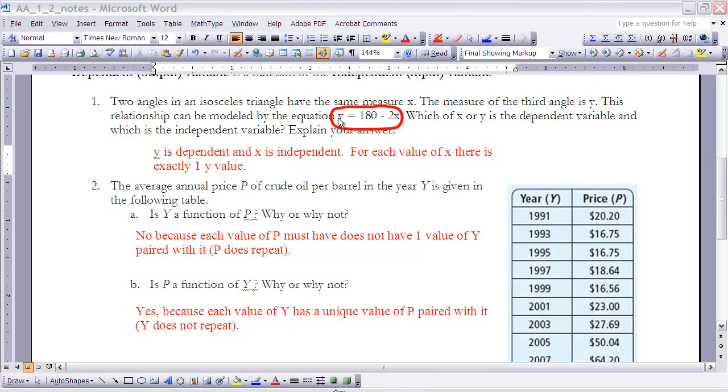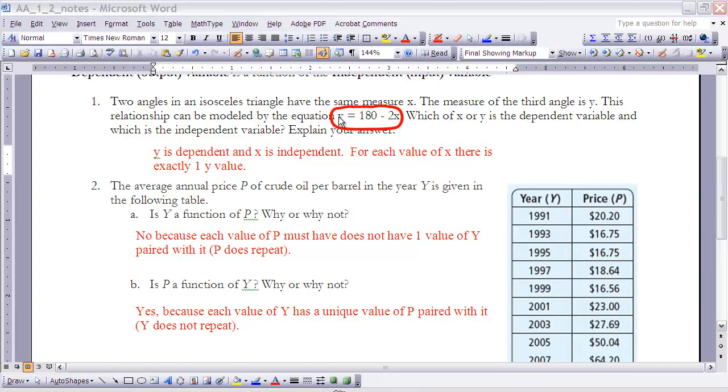Okay, so here's a couple examples I'd like to take a look at. Number one says two angles of an isosceles triangle have the same measure x. The measure of the third angle is y. This relationship can be modeled with the equation y equals 180 minus 2x. So I've got that circled here. Which of x or y is the dependent variable and which is the independent variable?